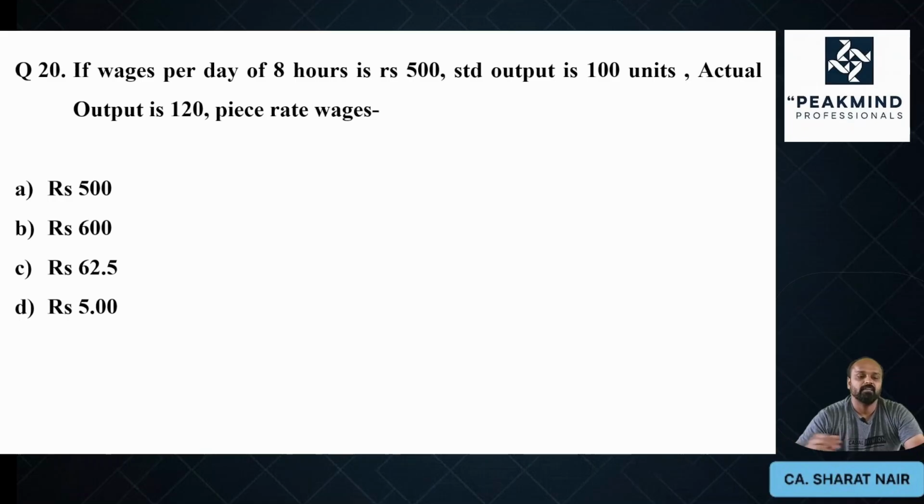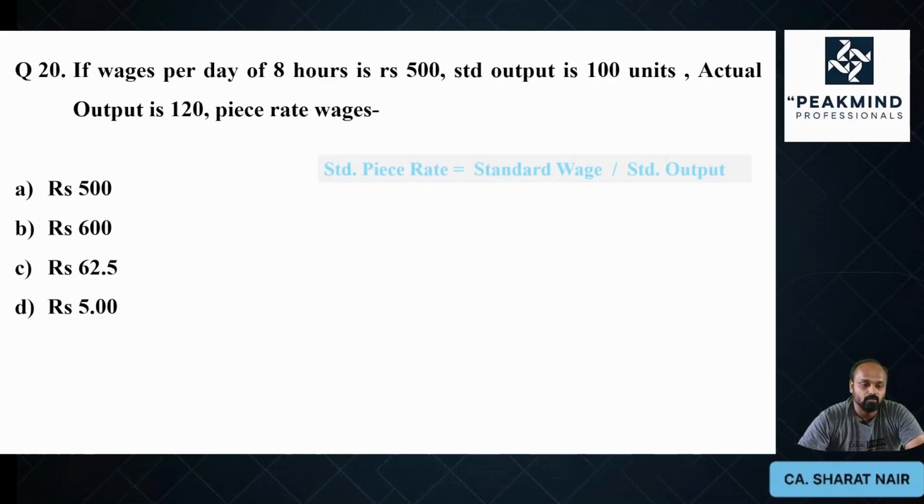If the wage per day of 8 hours is rupees 500, so in a day, if a worker is working for 8 hours, he is getting 500 rupees as wages, and the output which is expected out of him is 100 units, and the actual output he has manufactured is 120. Piece rate wages is how much is the question.